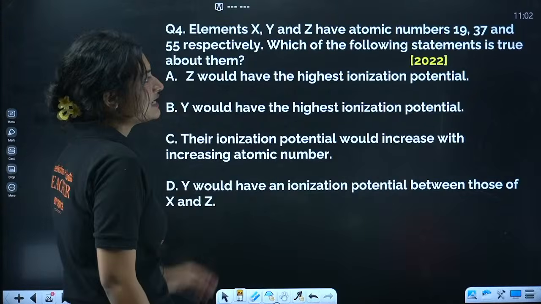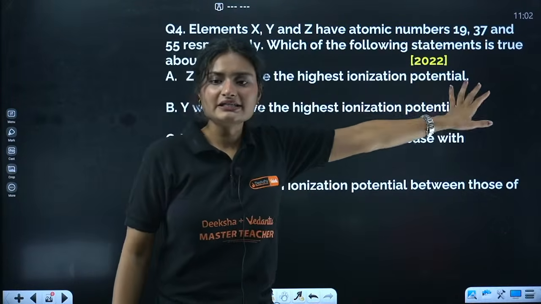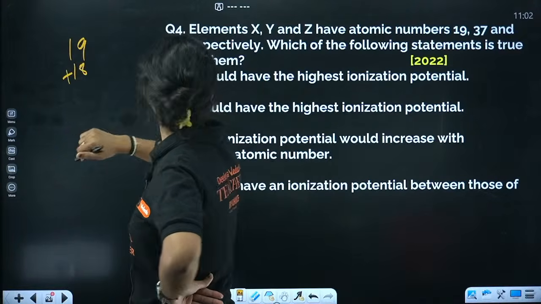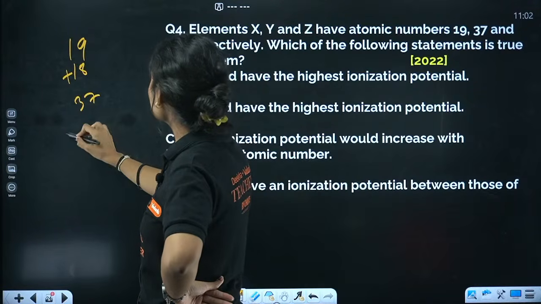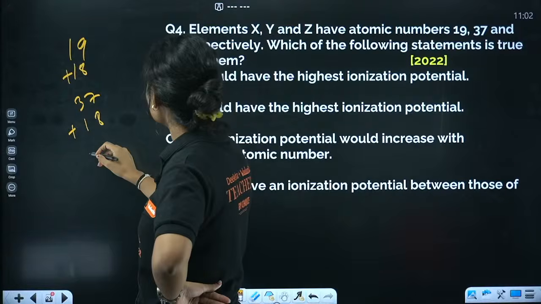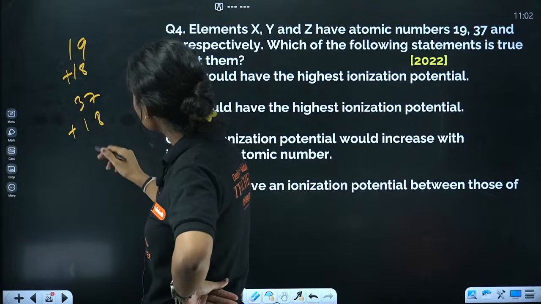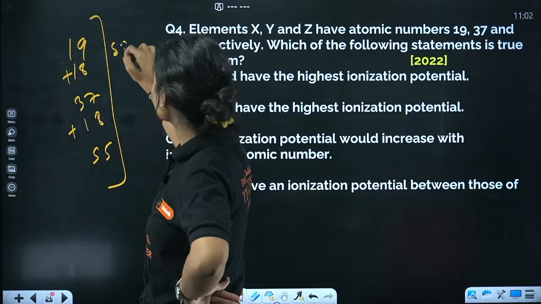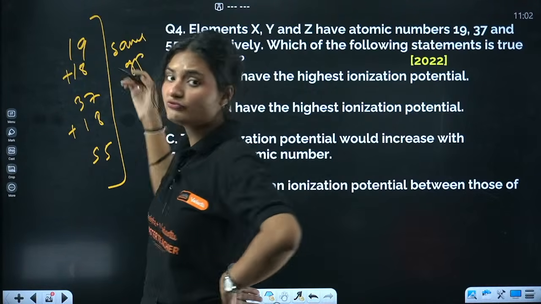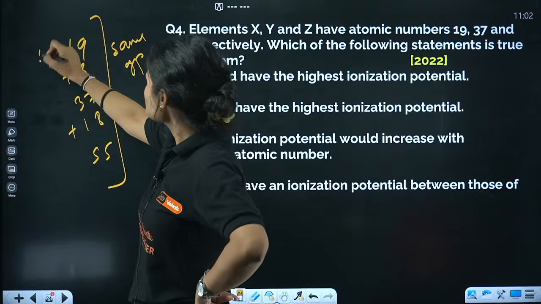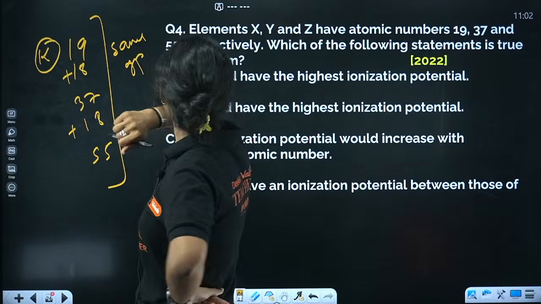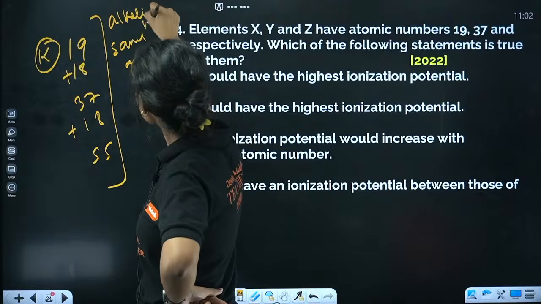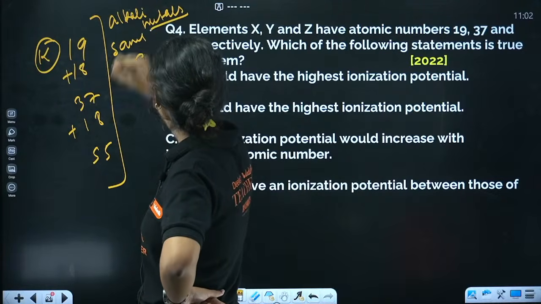X, Y, Z have these atomic numbers. So if I recall it correctly, 19, then if you add 18 electrons, we'll get 37. Again, if you add 18 electrons, we'll get 55, right? So that means these all belong to the same group. Which group do they belong to? Potassium, right? So that means these are your alkali metals.